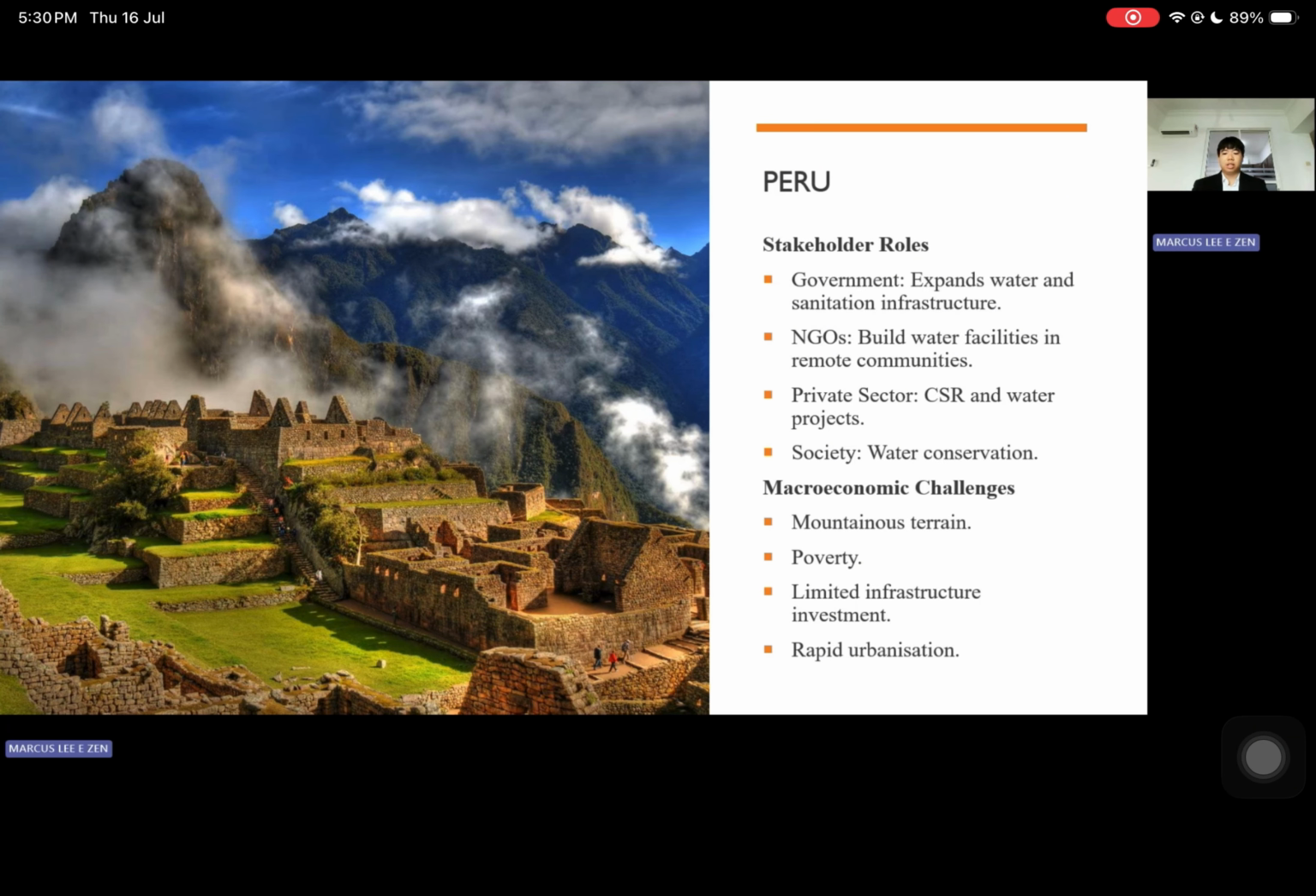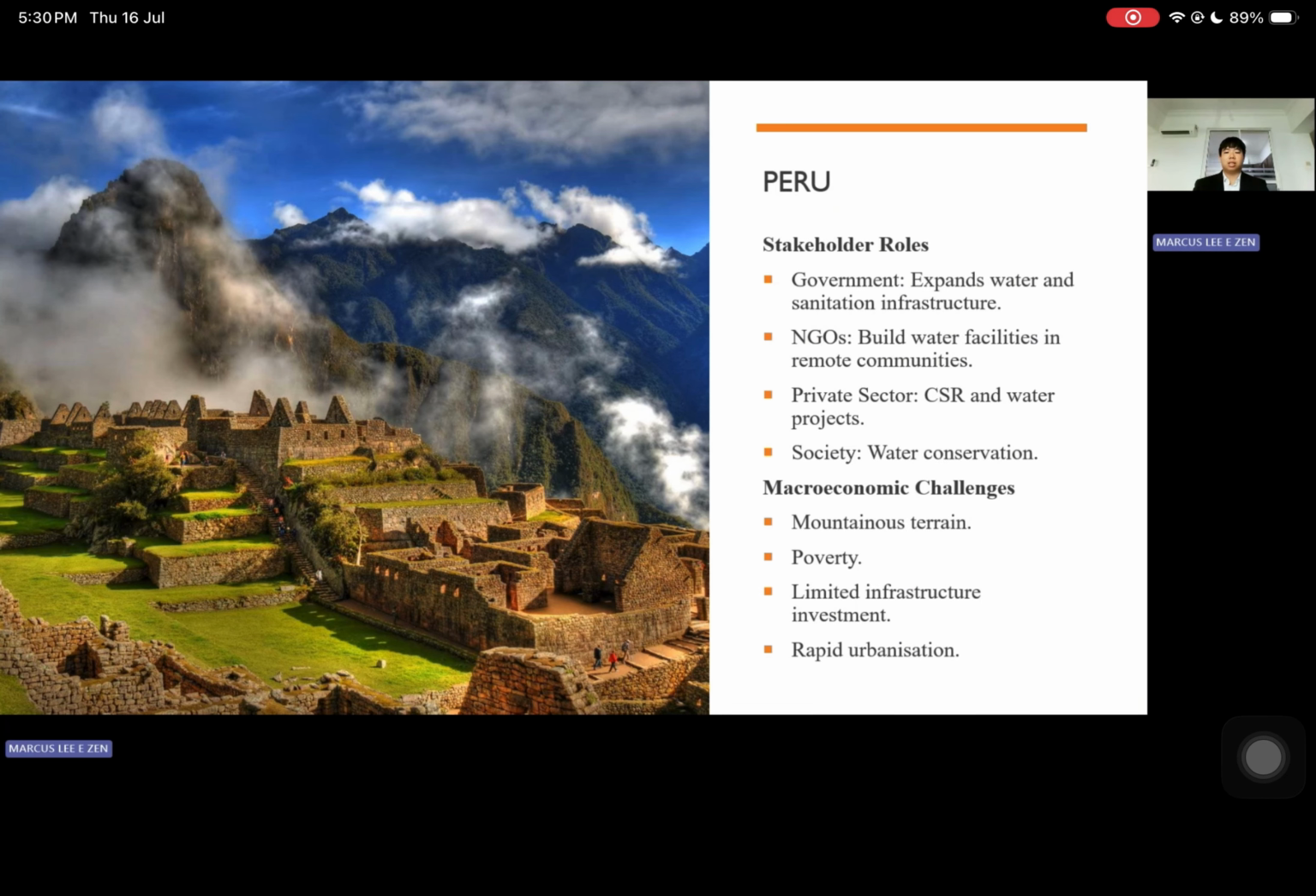The private sector contributes through CSR programs and investment in water infrastructure. At the same time, society helps by conserving water and maintaining sanitation facilities. Despite these efforts, Peru still faces many economic challenges.